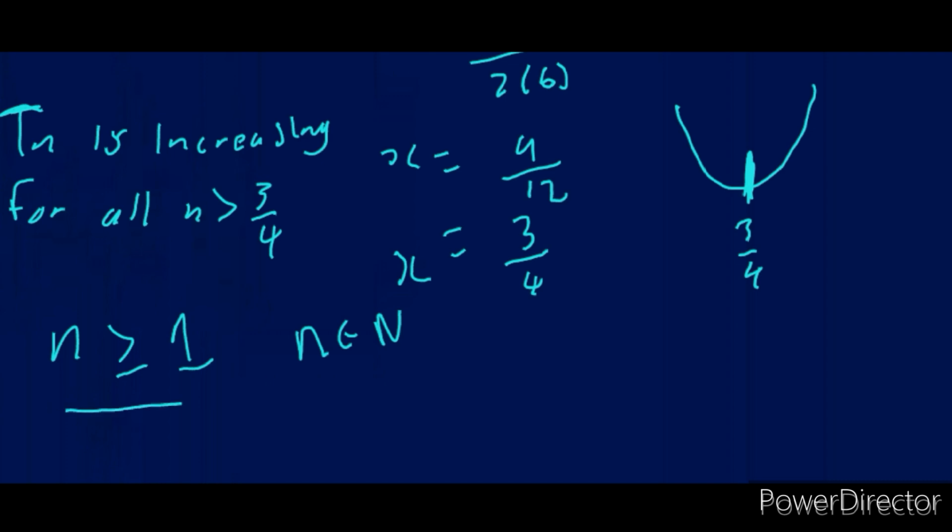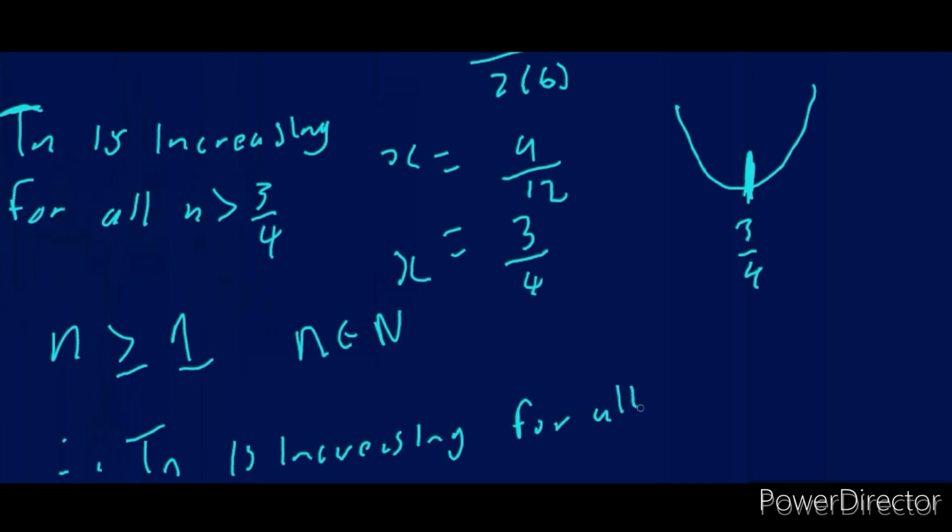After telling them that the term number is 1 upward, you tell them that therefore Tn is increasing for all values of n, where n is an element of natural numbers. So that is one of the ways of solving it.